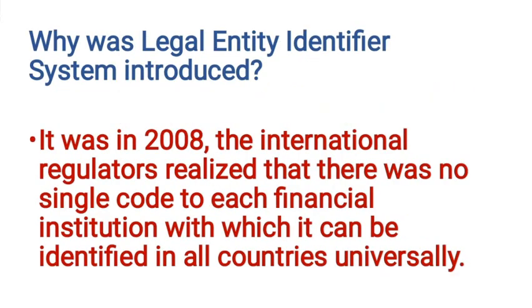And coming to why the Legal Entity Identifier System was introduced: during the financial crisis of 2008, international regulators realized that there was no single code for each financial institution with which it could be identified universally in all countries. Every country had its own set of identity numbers. This made it difficult to assess risk exposures, and to analyze and resolve risk across the market.